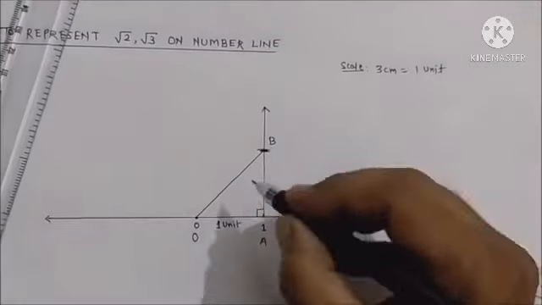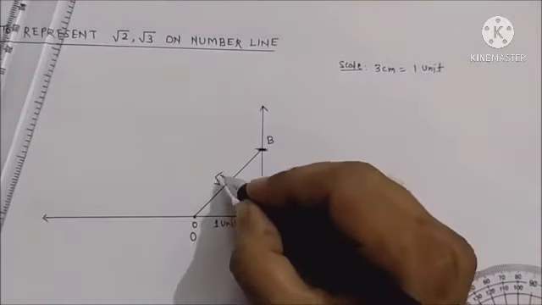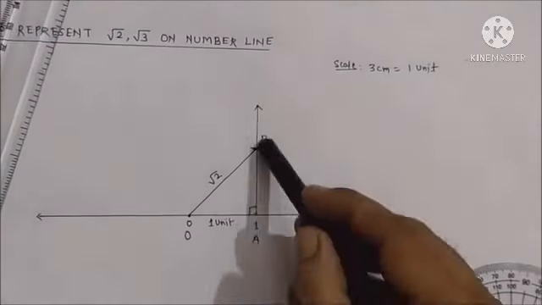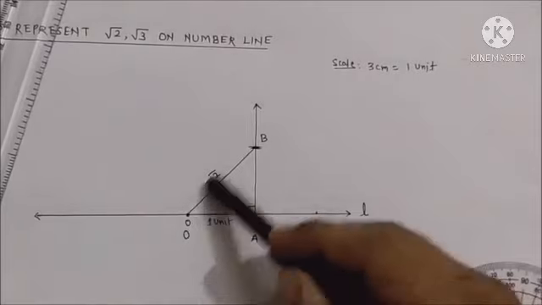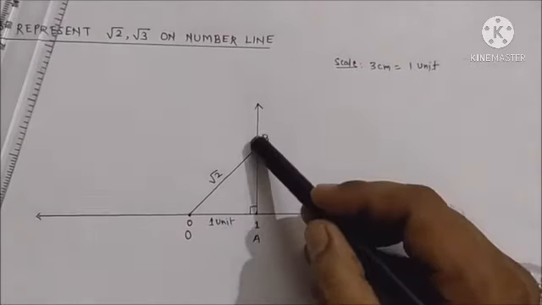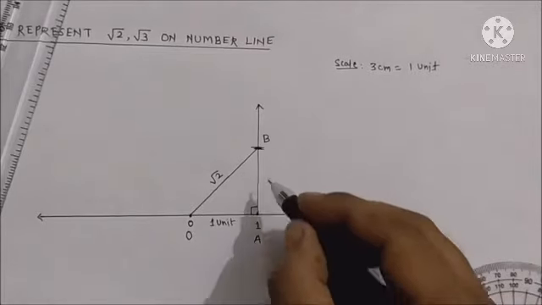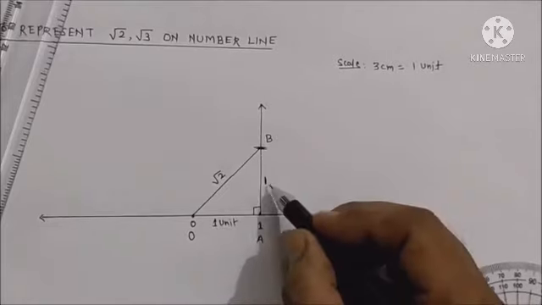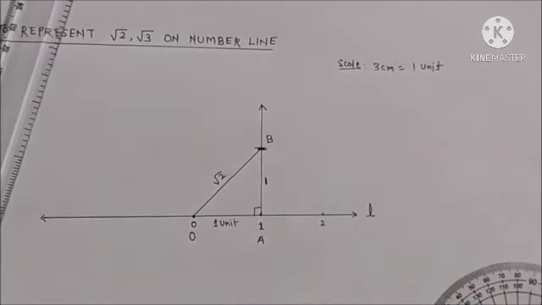This is OB, and this distance is root 2. Because in triangle OAB, by Pythagoras theorem, OB square equals OA square plus AB square. So OB square is 1 square plus 1 square, that is 1 plus 1, 2, and you get root 2.